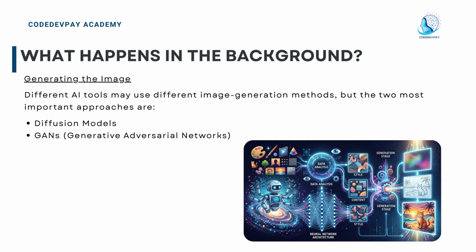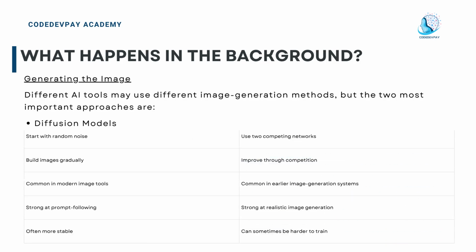So you can think of it like this. A student is trying to draw a realistic face, and another student is acting as a strict judge. The judge points out what looks wrong, then the artist will keep improving it over time. You get it? So GANs are very popular because they are very good at generating realistic human faces, artistic transformations, fashion visuals, and style-based prompts. However, many newer systems prefer diffusion models because they often give more stable and prompt-accurate results. So here are some differences between diffusion models and GANs.